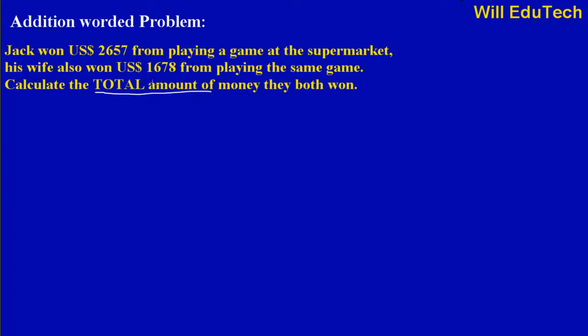Okay, so basically they're asking us to find the total between these two numbers. So to find the total, it means we're going to need to add to find the amount that they won between both. So here again we have 2,657. Okay, and as I've said, the place value system is the quickest way to add, and then I'm going to add to that 1,678.